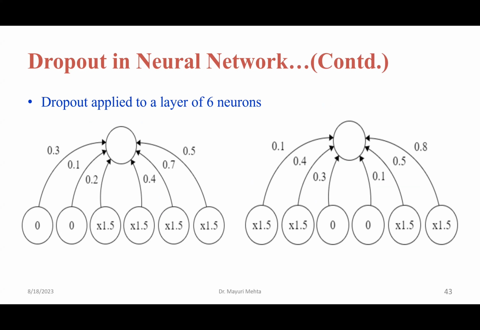So for example, we discussed the same example. Here you can see in the left side figure, 6 neurons are there, and the first two neurons are 0. So we have set the weight value for the first two neurons to 0. In the next iteration, as you can see in the right figure, for the middle two neurons, the weight value is set to 0. So in either case, the dropout rate is 2 divided by 6, because we have set the weight value to 0 for 2 neurons and there are 6 neurons in total in this layer. So 2 divided by 6 is 1 by 3.